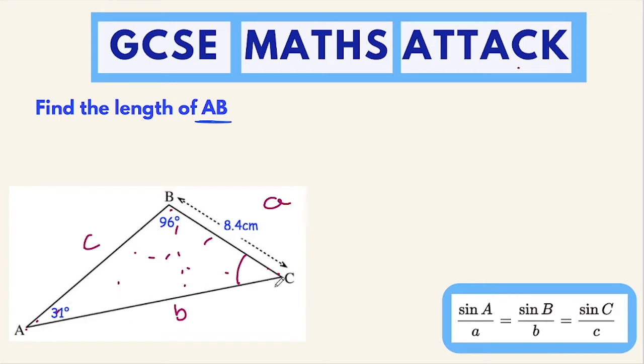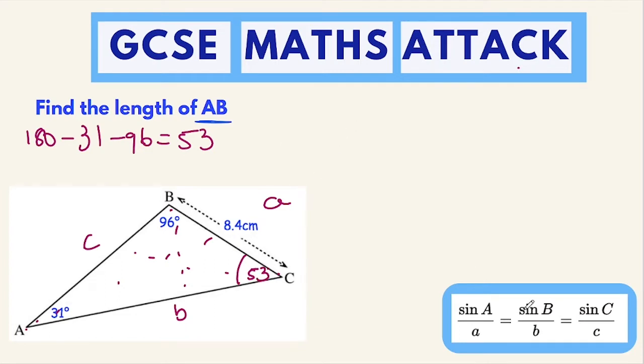Now, I can see that angles in a triangle add up to 180. So in order for me to work out this missing angle, the first thing I'm going to do is 180, take away 31, take away 96, and that will give me 53. Okay, so 53.